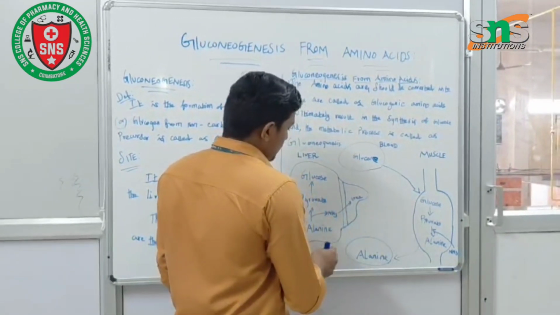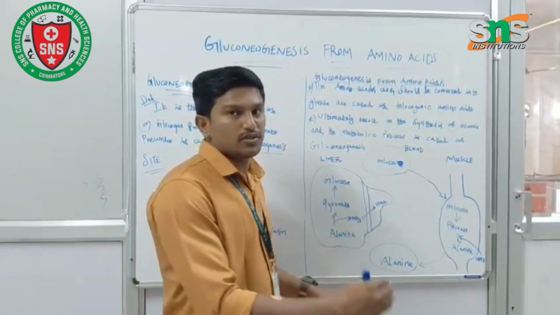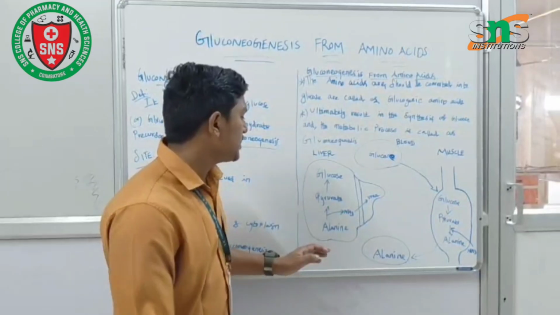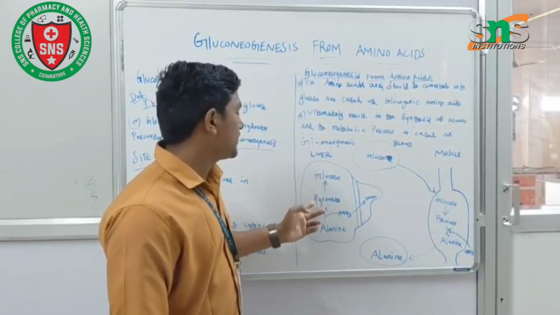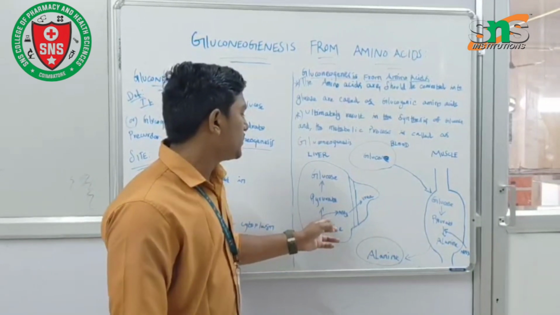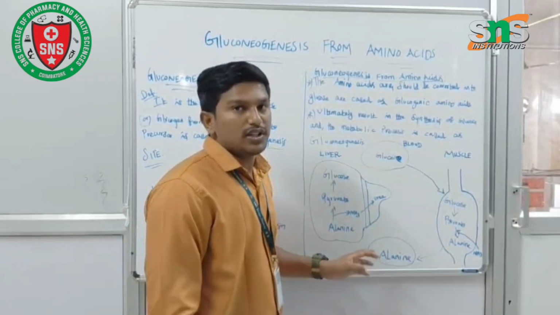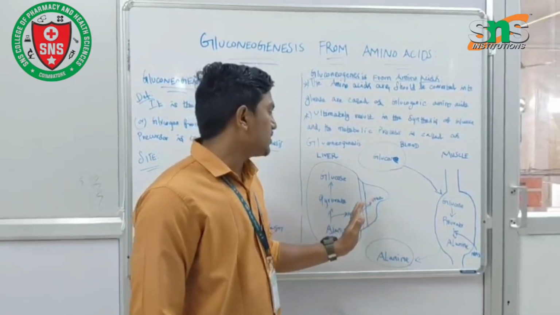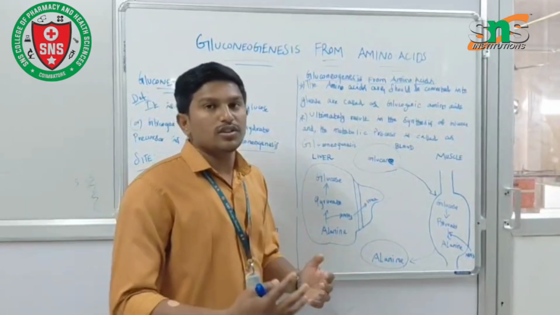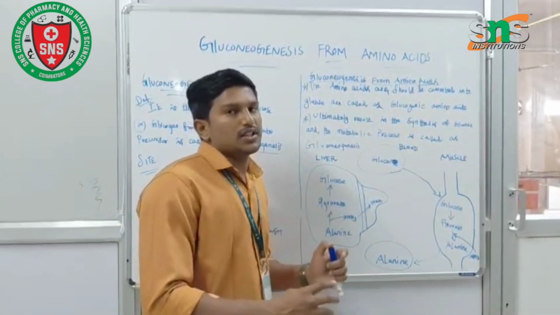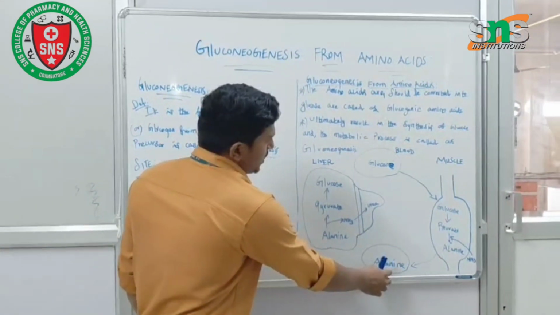After that, alanine enters the liver portions. There, alanine is converted into pyruvate with the help of NH3, and the NH3 is converted into urea. From the pyruvate, glucose is produced. This is a cycle.